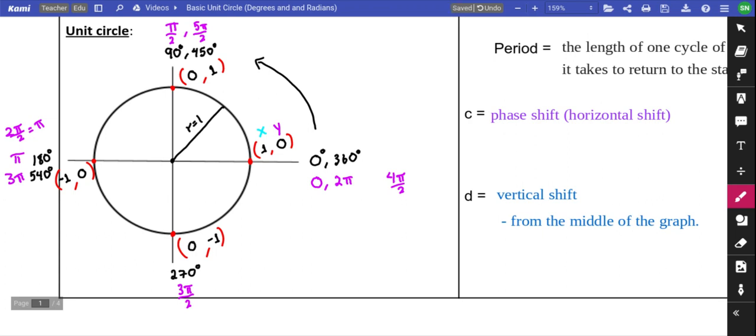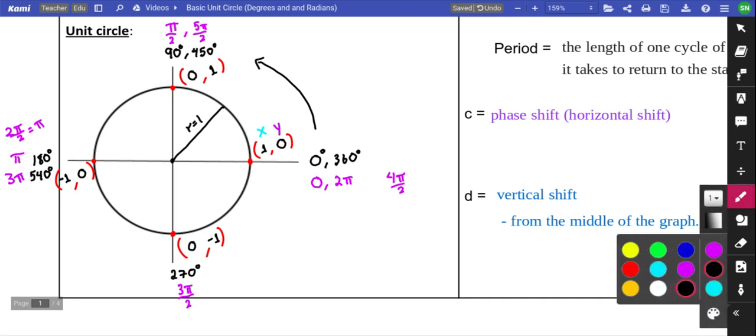These degrees and radians, as well as the 4 major points, will play important roles once we start graphing sine, cosine, and tangent. Remember that the function for sine of theta is equal to y over r. Cosine of theta is equal to x over r. And tangent of theta is equal to y over x, as long as x does not equal 0. We cannot have a 0 in the denominator because we cannot divide by 0.